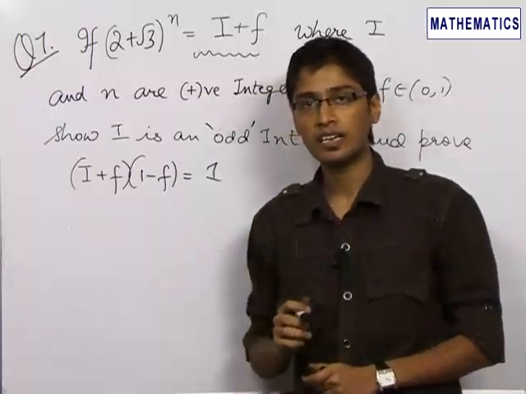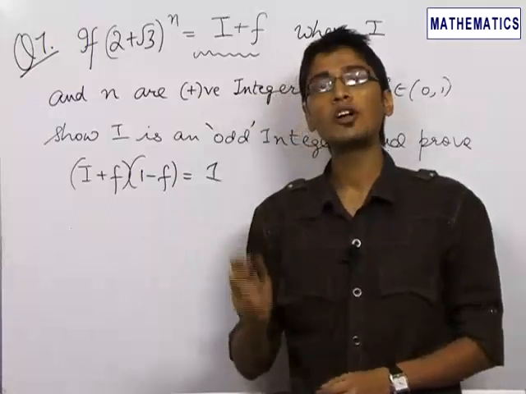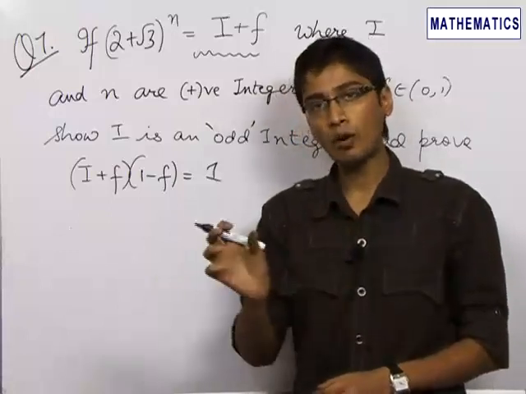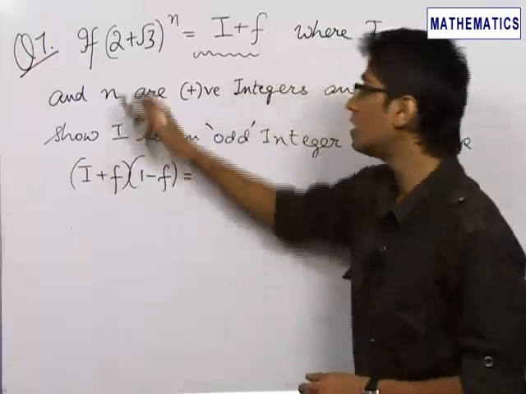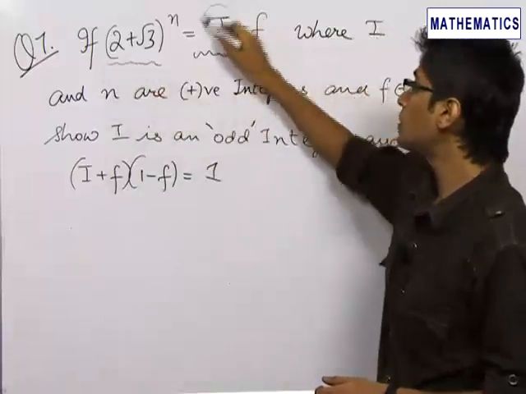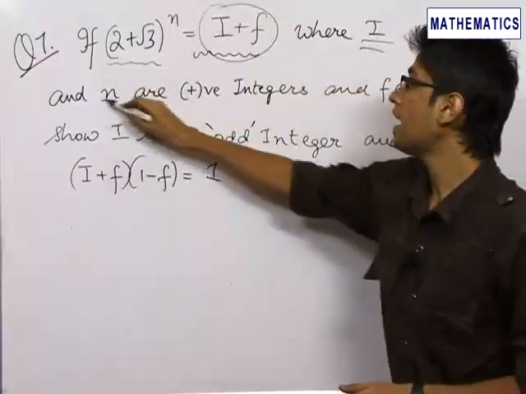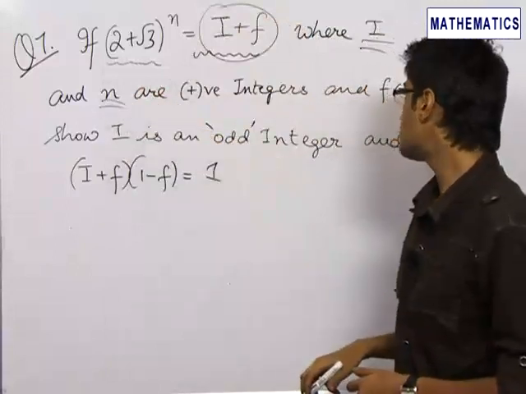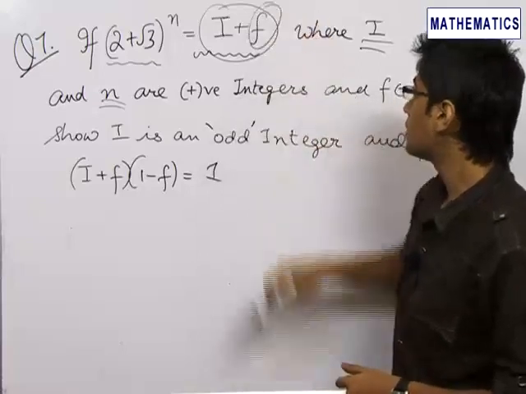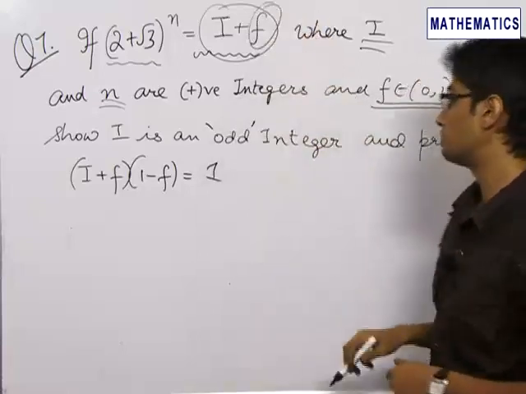Let's say 3.2. In 3.2, 3 is the integral part and 0.2 is the fractional part. Similarly, (2 + √3)^n is also represented in this fashion. Now I and n are two positive integers, and the fractional part is always between 0 and 1.